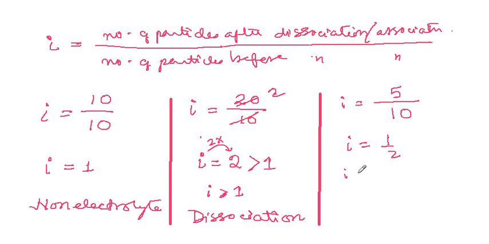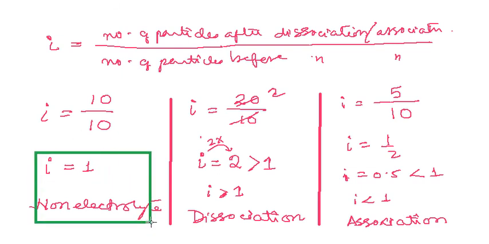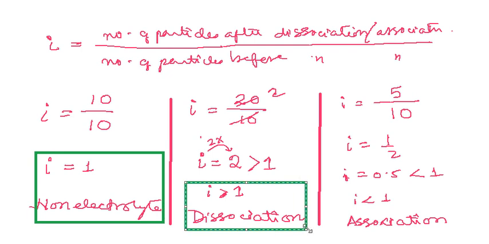So here we can see that the concentration has been halved. That is, i is equal to 0.5, which is less than 1. If the Vant Hoff factor is less than 1, it means the concentration has decreased. And why did the concentration decrease? Because of association. Okay, this kind of small relationship that we can see here is generally asked in the exam, so we need to be very careful.